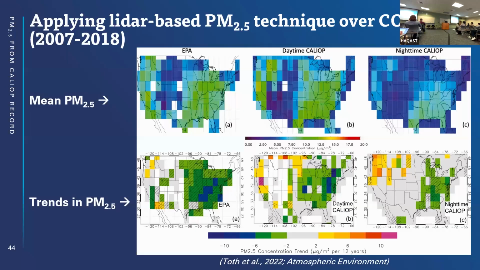From trends, the same type of thing shows up, where we see negative trends in the eastern CONUS and increasing trends in some portions of the western CONUS, and that's even showing up in the in situ data. So it's showing this from more of a long-term perspective.